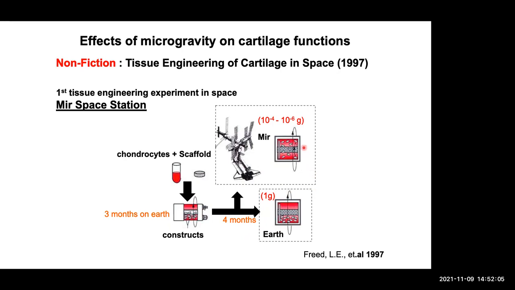If you take a look real quick, you will see there's some difference in the construct, cells and scaffold, right? So this one stays basically in the bottom of the bioreactor. I don't know why, maybe because it's heavy, but here it's pretty much everywhere in the bioreactor. And the outcome is pretty impressive. Actually, cartilage is able to grow both in space and also on Earth.